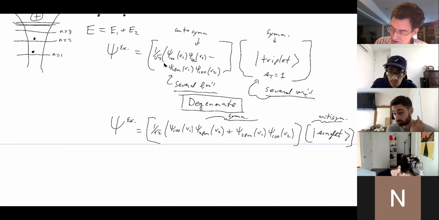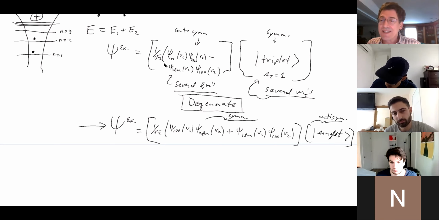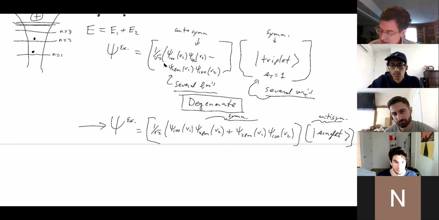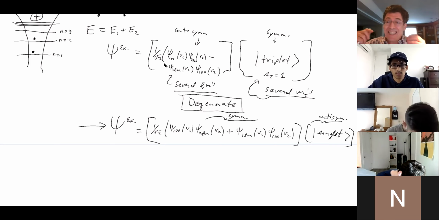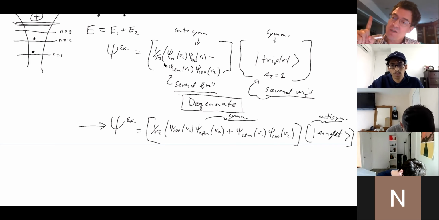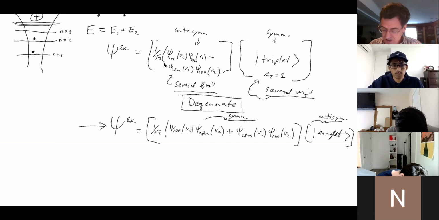So will nature allow this state? Is this state allowed by nature? Yes, exactly, because it's antisymmetric overall. So you see that there's really two different types of excited states for helium. For helium, there's only one type of ground state. We derived it a moment ago. But for the excited states, there's sort of two classes of excited states.